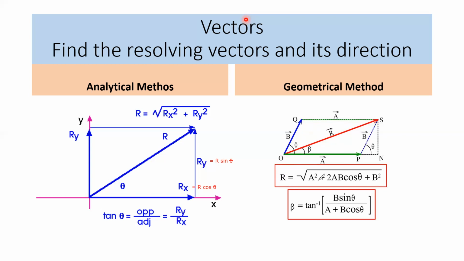And then how to find the direction of the resolving vectors from the x-axis. We put beta as the angle of the resolving force or resolving vectors from the x-axis, equals inverse tangent of b sine theta divided by a plus b cos theta.